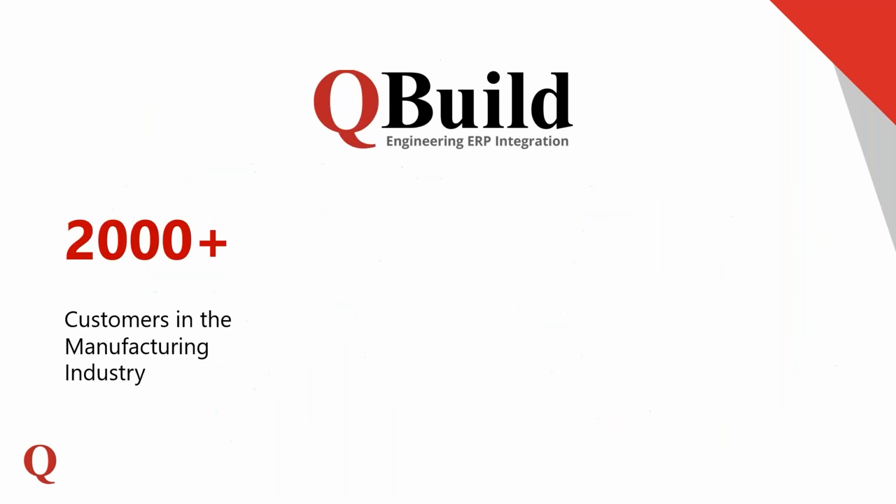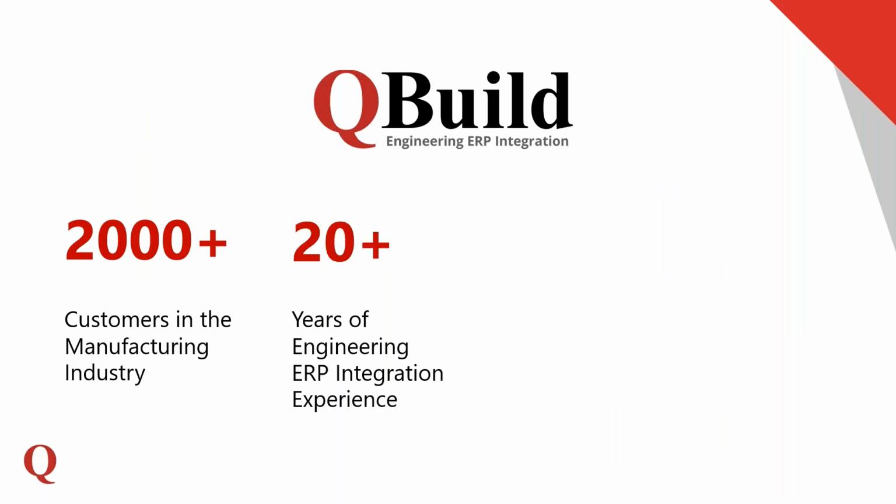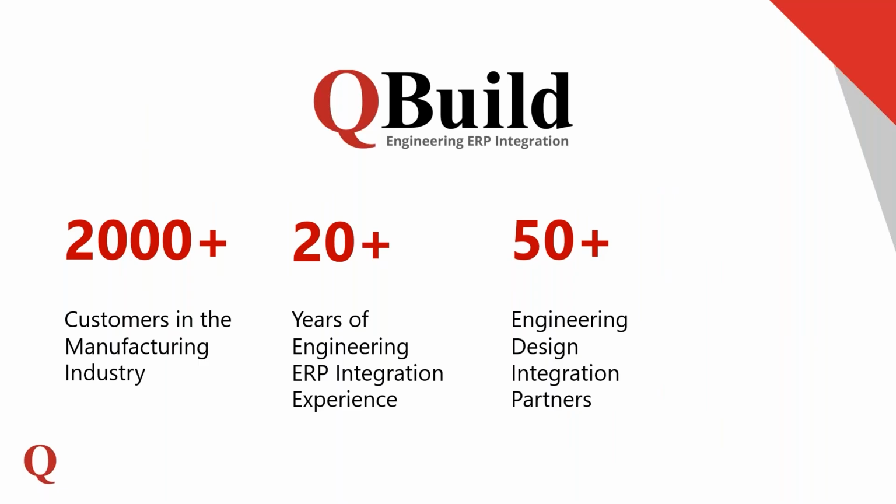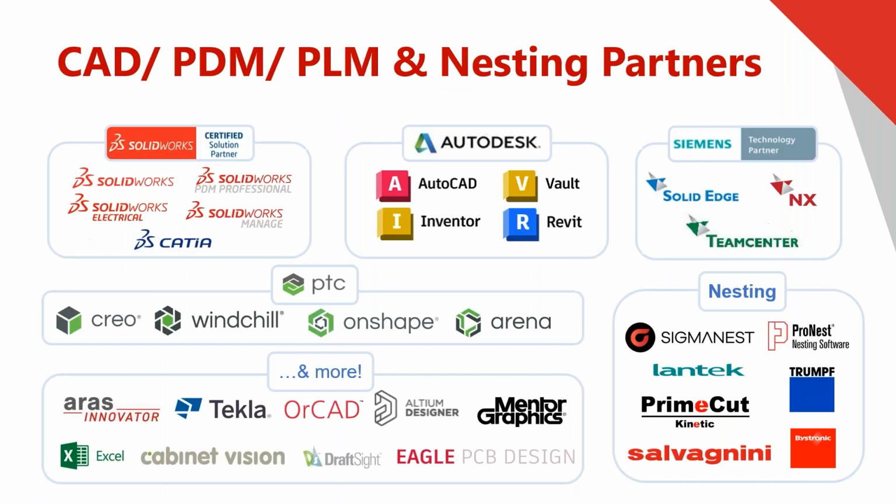Some stats on QBuild as a company. We've got just over 2,000 customers in manufacturing across all of our different integrations. We have 20 plus years of experience. QBuild's been around since the early 2000s. We have 50 plus engineering integration partners on the CAD, PDM, PLM, and nesting side, and 50 plus ERP integration partners. So that's all of our great ERP software provider partners and all of the community of value-added resellers that we work with as well.